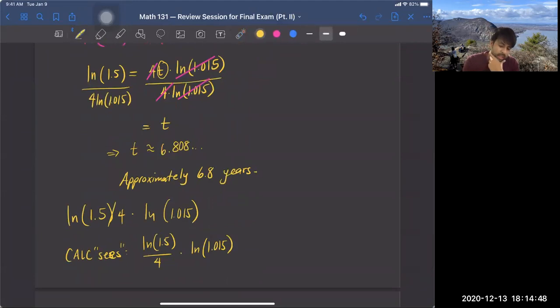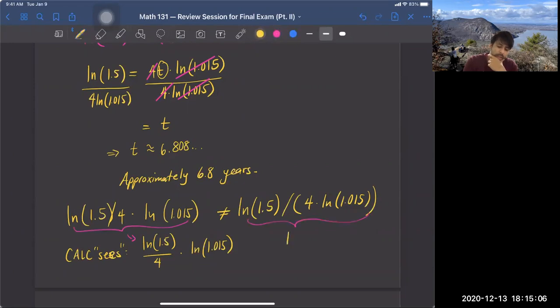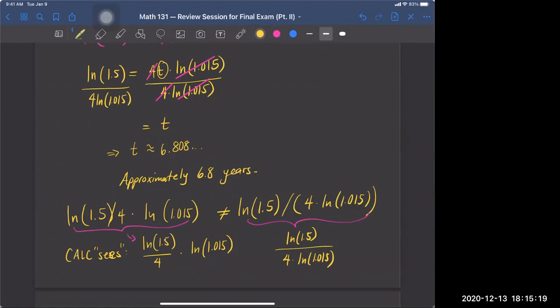So this is not the same as ln of 1.5, parentheses, 4 times ln of 1.015. This one here indicates this, and for this, it interprets it as ln of 1.5 divided by 4 times ln of 1.015. Okay, I understand. Good. So now you shouldn't have any worries, right?